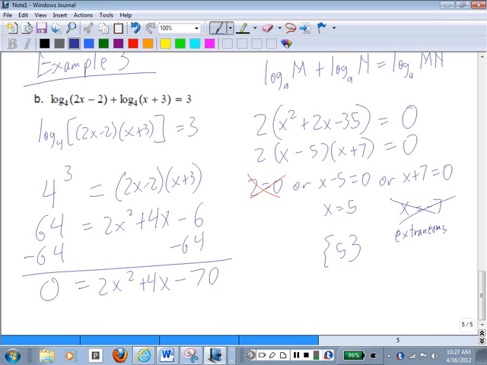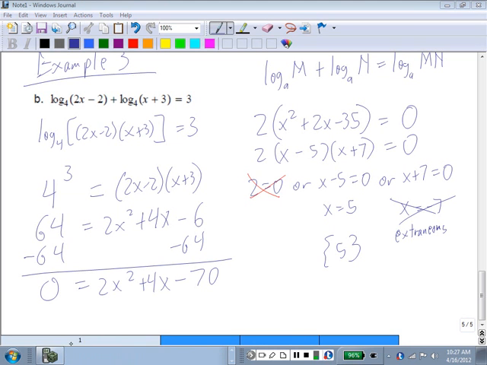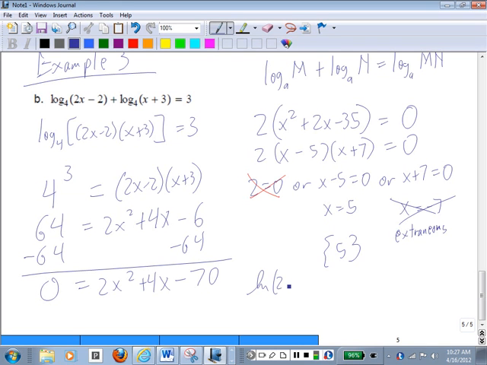How would you solve this graphically, if you wanted to solve it graphically? You'd have to use the change of base formula to convert the logarithms to base 4. It would look something like this: log base 4, you would say natural log of 2x minus 2 divided by natural log of 4, plus natural log of x plus 3 divided by the natural log of 4.